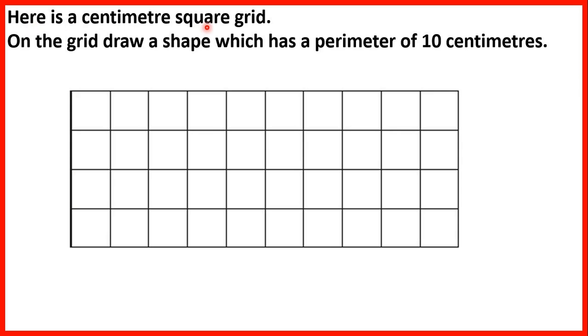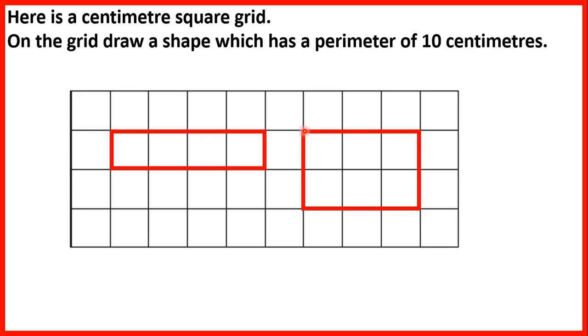Here is a centimetre square grid. On the grid, draw a shape which has a perimeter of 10 centimetres. So we just need to remember that the perimeter is the distance around the outside of a shape. So we could draw a rectangle like this, with a length of 4 squares and a width of 1 square, because 4 plus 1 plus 4 plus 1 is 10. So this shape has a perimeter of 10 centimetres.